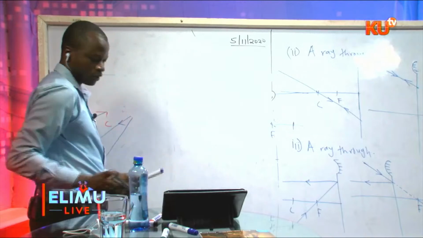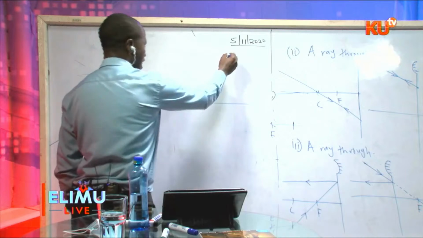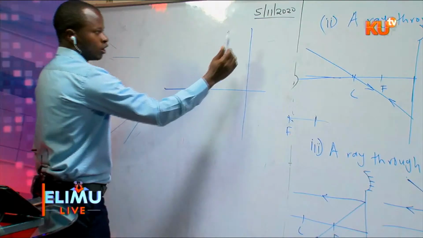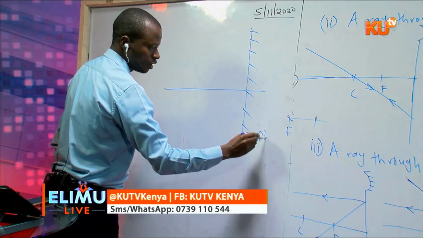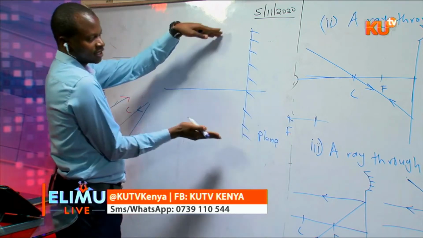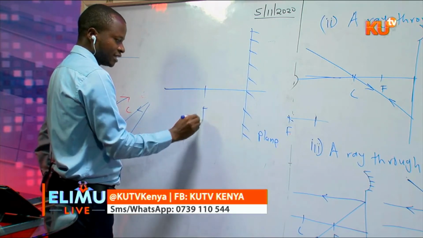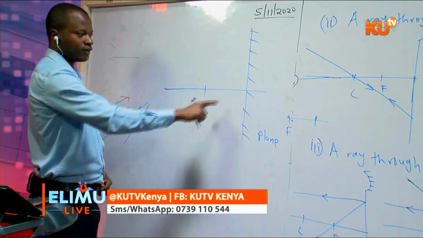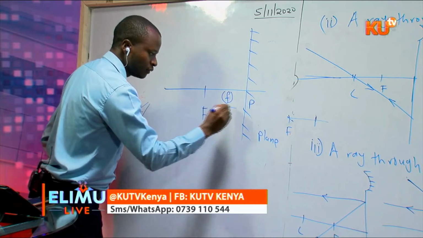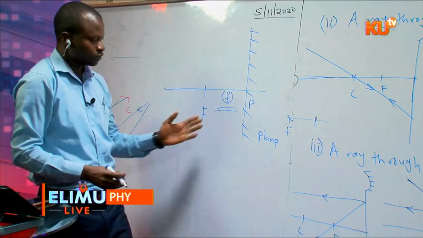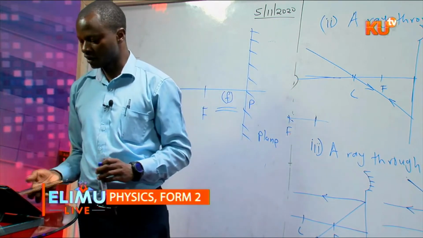Just to make sure you got it right, if this is the principal axis, then I have a perpendicular line. The whole of this is what we call the focal plane, because our focus is on this plane. But the focal length is the distance from the principal focus to the pole of the mirror. This distance, a small f, we will use very many times, so you will get used to it. We will have some calculations of getting the focal length.